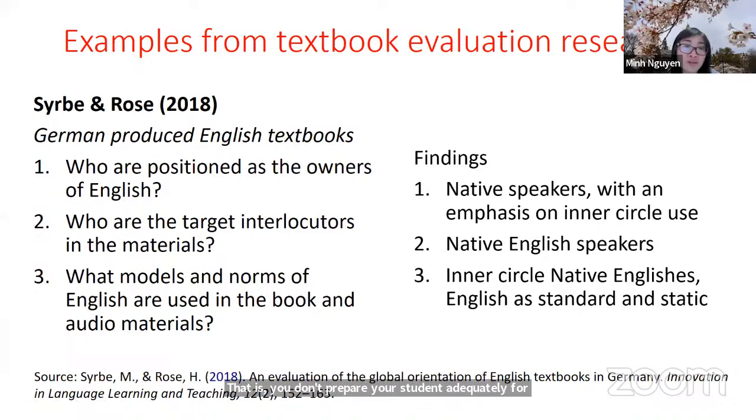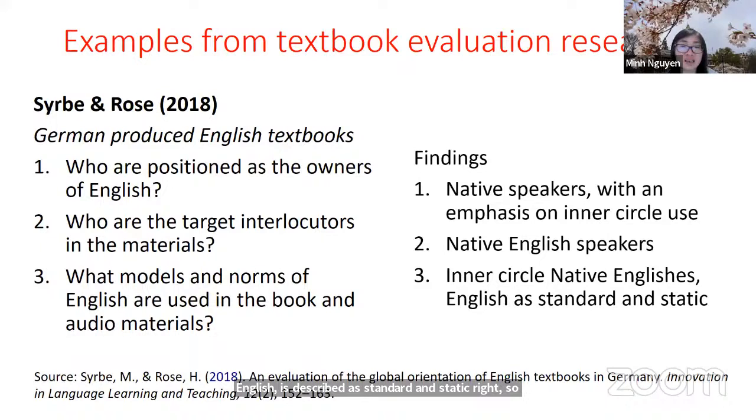So if they go out and communicate with a speaker from another expanding circle country, then how can they make themselves understood to those people or understand those people, right? So what models and norms of English are used in the books? Inner circle native English, not surprisingly, right? And English is described as standard and static, right? So no variation between different varieties.